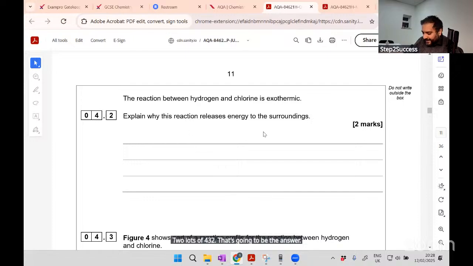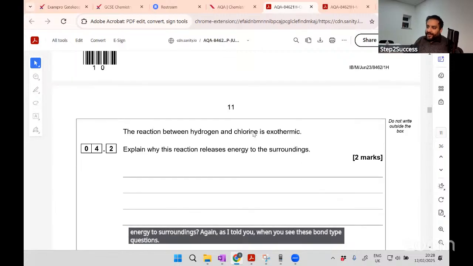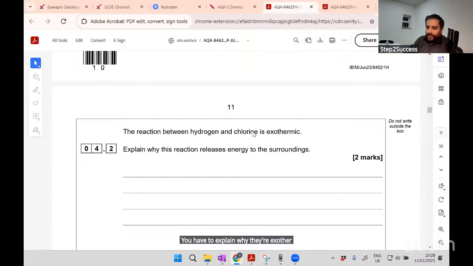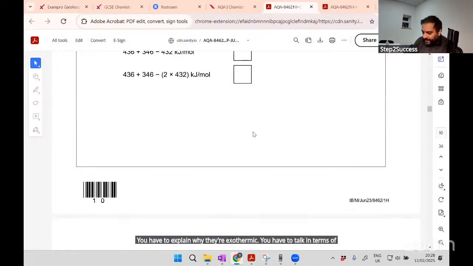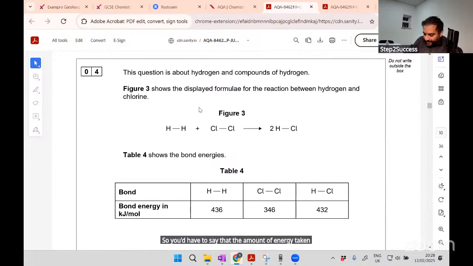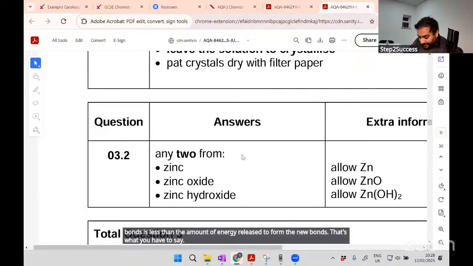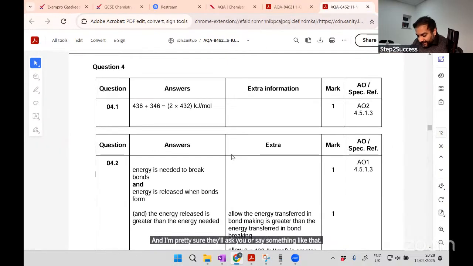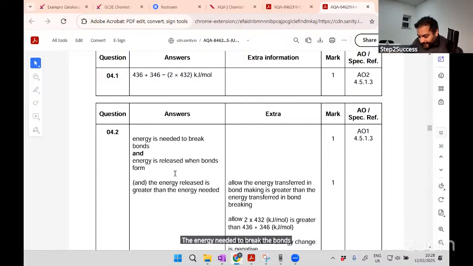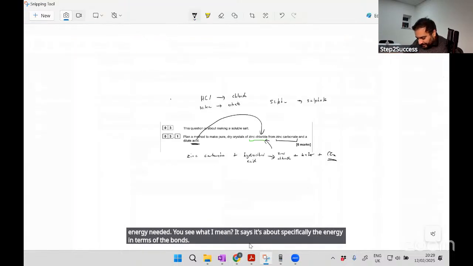Why does this reaction release energy to surroundings? Again, as I told you, when you see these bond type questions, you have to explain why they're exothermic. You have to talk in terms of breaking and making bonds. So you'd have to say that the amount of energy taken in to break the existing bonds is less than the amount of energy released to form the new bonds. That's what you have to say. And I'm pretty sure the mark scheme will say something like that. The energy needed to break the bonds, or energy released is greater than the energy needed. You see what I mean? It's about specifically the energy in terms of the bonds. You have to answer this in that way.